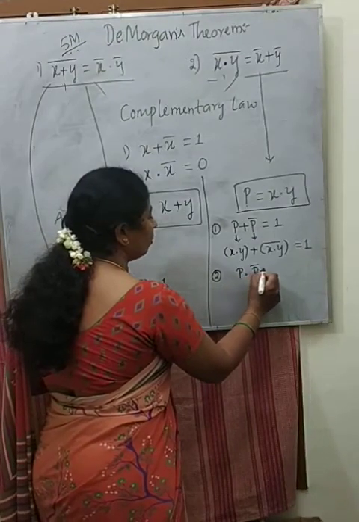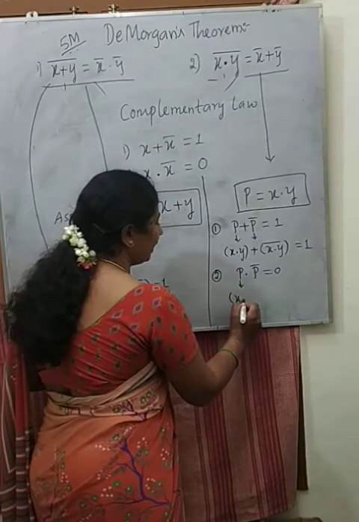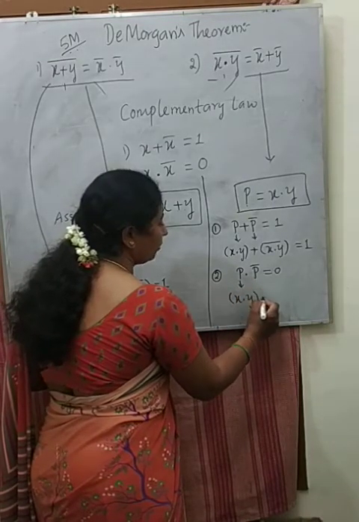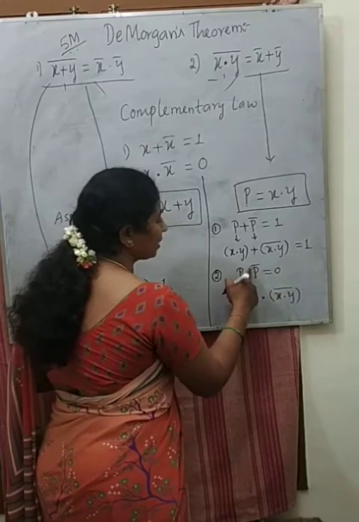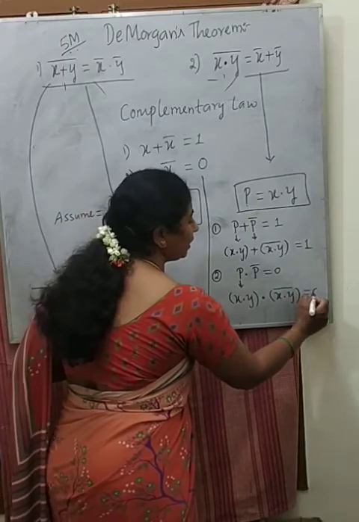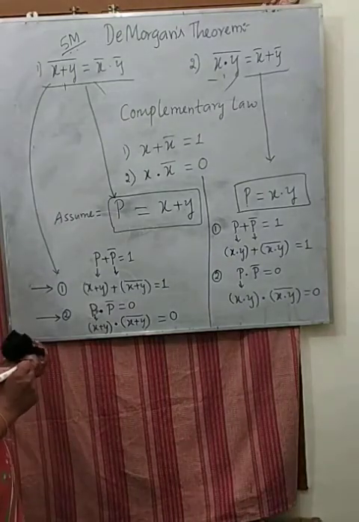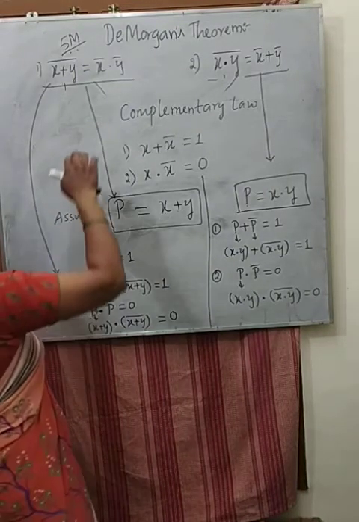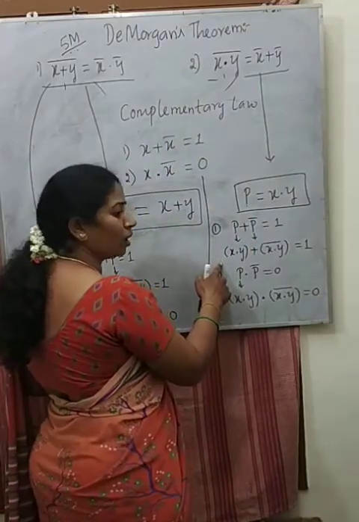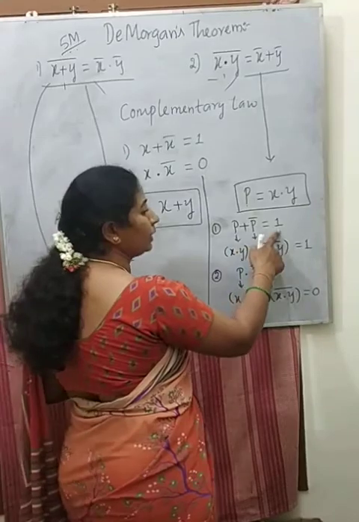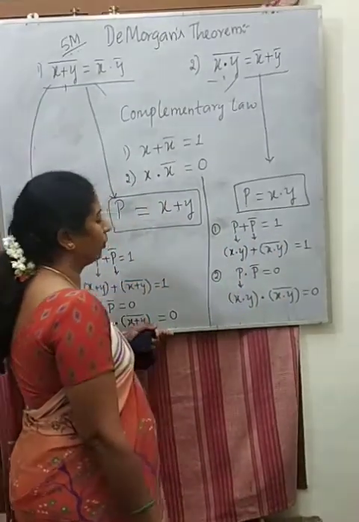What is the second part? P into p complement is equal to 0. In the place of p, x into y, the dot will be as it is, x into y whole complement, because p has a complementation, that is equal to 0. This we need to prove for the second theorem. This should be equal to 1 when we solve according to our algebraic method, and this should get the output as 0.